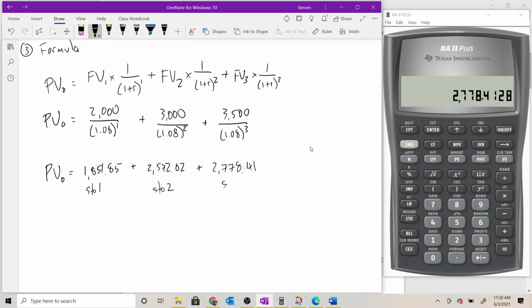2,778.41 roughly. And we'll store that on the 3 key just in case I make a mistake here in a second and have to start over. All right, so while this one's on the display, remember it's worked out to 12 or 13 decimal places. I'm going to hit plus, recall 2, and that'll add it to the number that we stored on the 2 key. And then plus, recall 1, which will add to that sum what was stored on the 1 key. And I can press equals and find that our present value as of time period 0, once I discount all 3 of these cash flows back to time period 0, is $7,202.28.